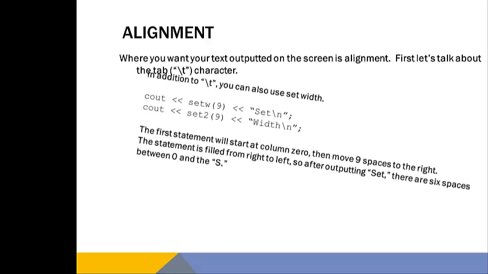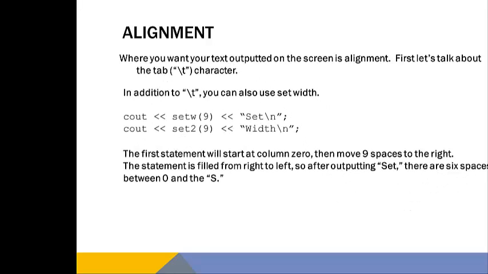So as I mentioned, we've got a couple options available to us in addition to the tab character. This is a command called setWidth. So the basic syntax is we have our cout, our insertion operator, and then the command setWidth, and the number of spaces we want goes right here, and then our text. The first statement will start at column 0 and then move 9 spaces to the right and begin filling from right to left. It'll look like this.